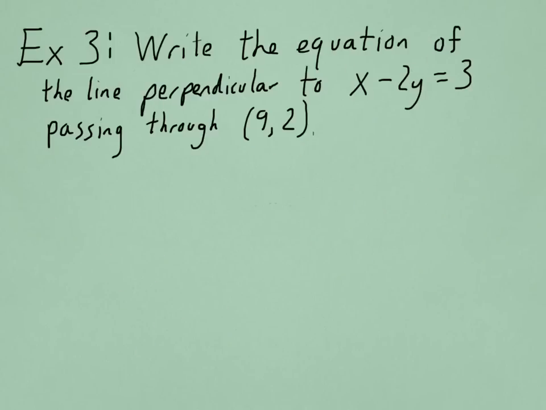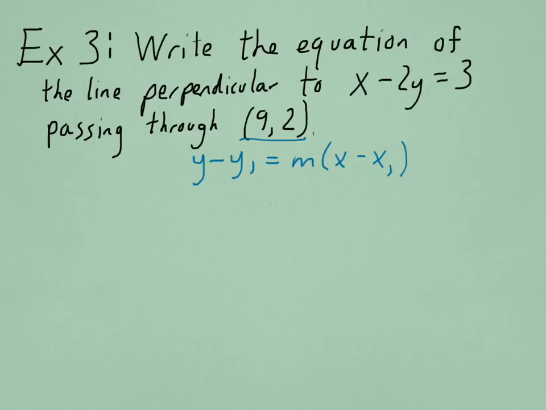Write the equation of the line perpendicular to x minus 2y equals 3 and passing through the point (9, 2). Once again, point-slope form: y minus y1 equals m times quantity x minus x1. What do we need? We need a point and a slope. We've got a point, it's right there. But I need a slope.